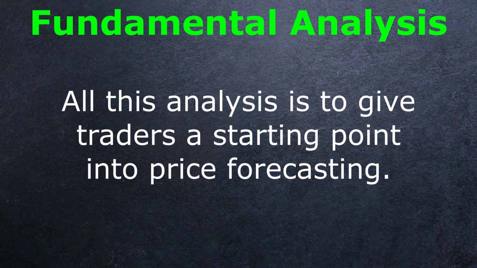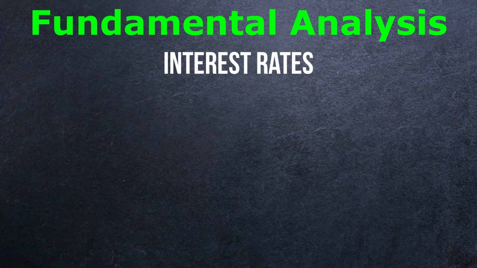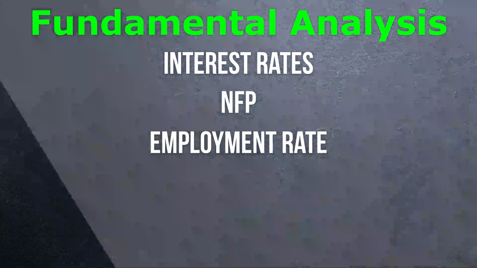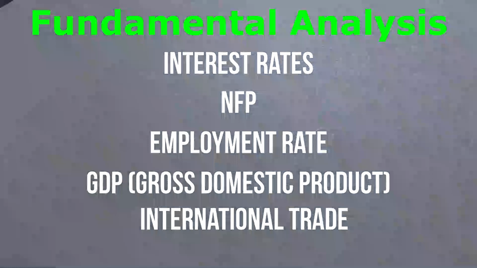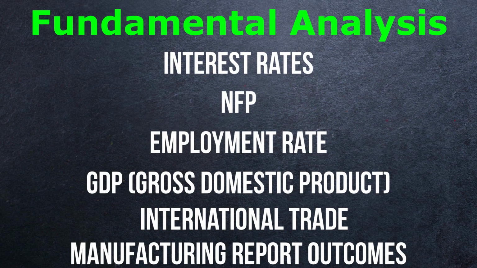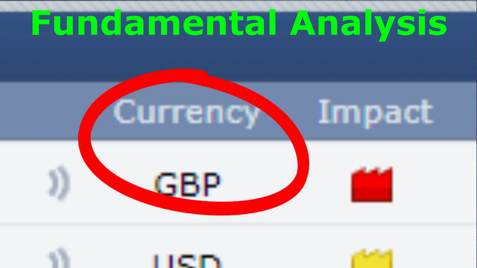So for forex analysis, the most common news releases to look into include things like interest rates, the NFP, employment rate, GDP, which is the gross domestic product. We have international trade and manufacturing report outcomes, looking into the impact these have in relation to the currency that you're trading, right? So when you go to investing.com or Forex Factory, basically for the news that has been released, you will see the currency or market that this news will have an impact on, right? So you need to focus on pairs that have the currency that the news is being released on, right?